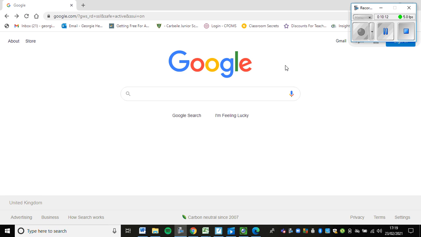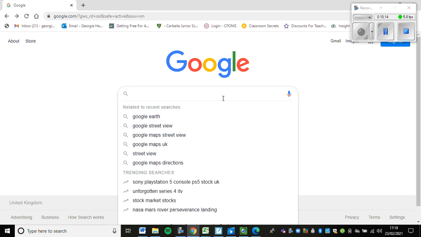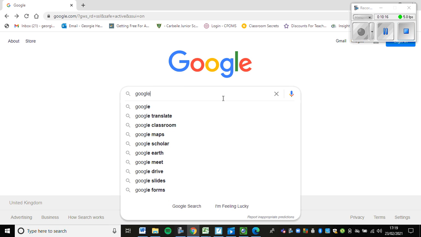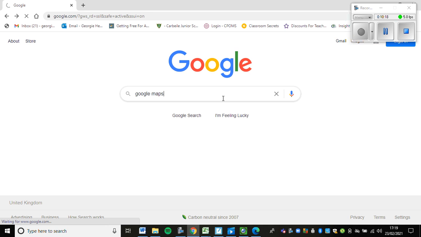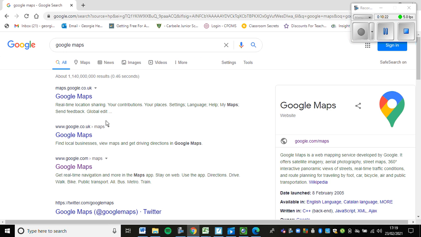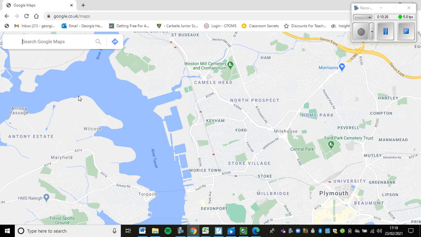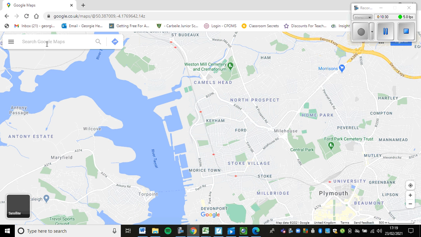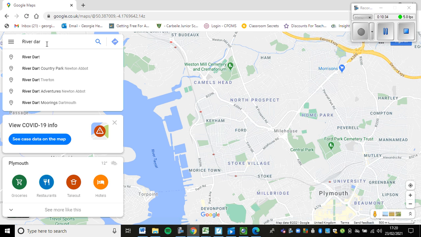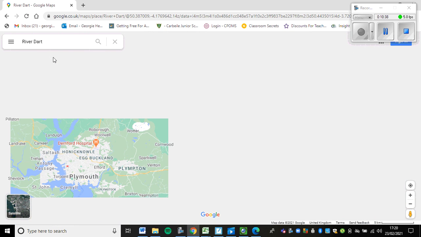Okay, so I would like you to go to Google, and then into Google I'd like you to write Google Maps. Then you're going to click on the top option that says maps.google.co.uk. At the top here you can see the search bar in Google Maps. So I'm going to search for the River Dart. Okay, it's going to take me to the River Dart.